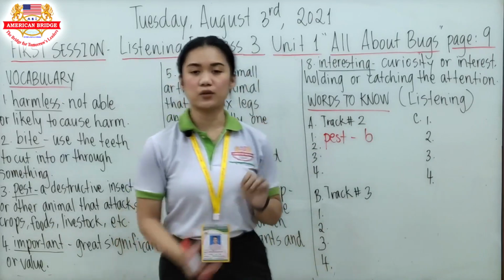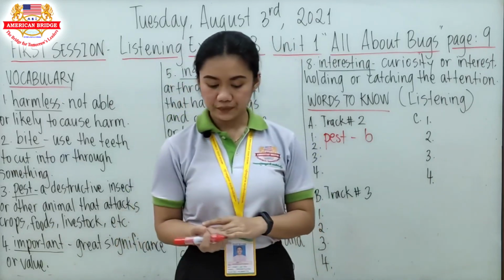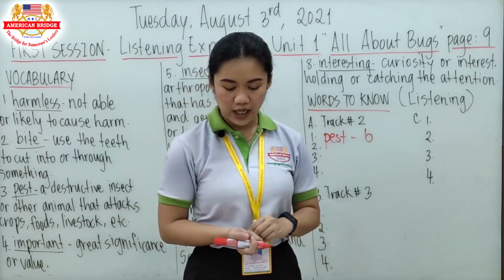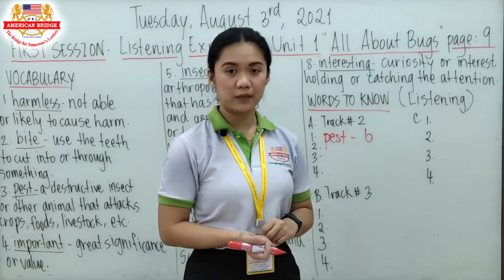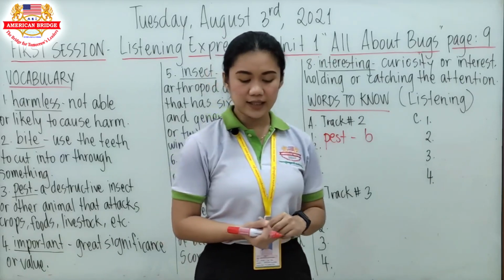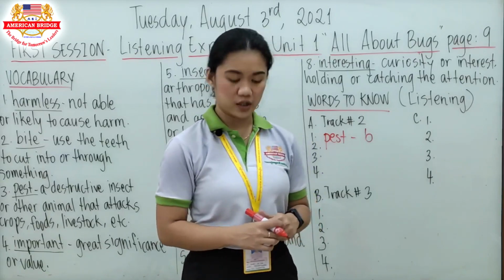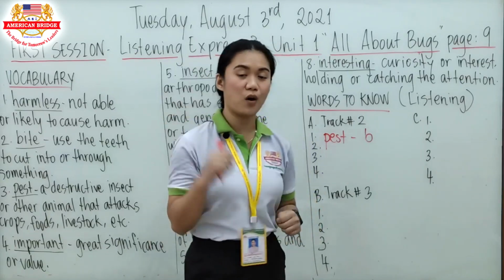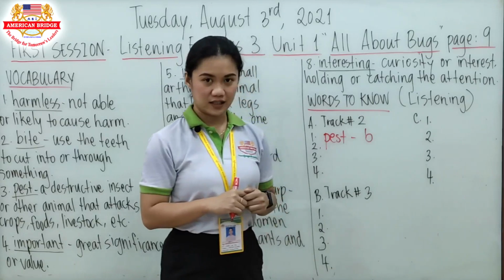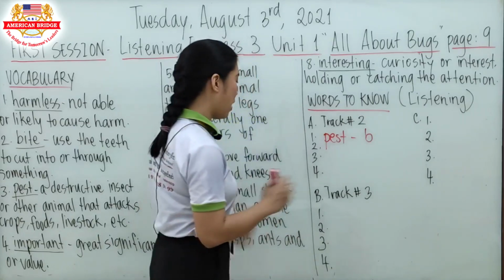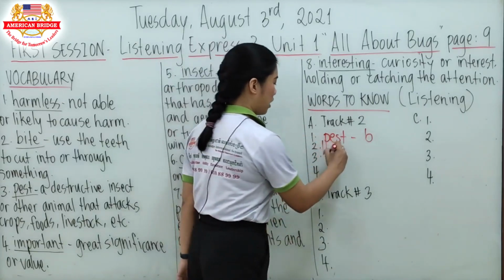Next, number 2. What's the answer? The number 2 is harmless. And harmless is unable or unlikely to hurt someone. So the same in our meaning. Yes. So our number 2 is harmless.